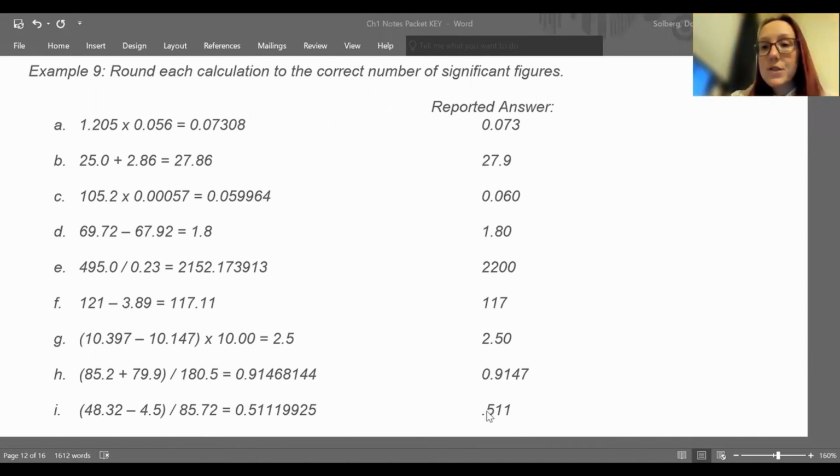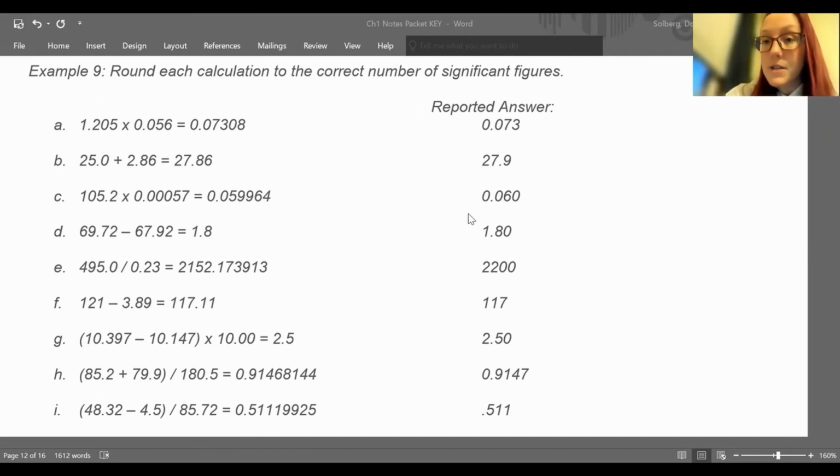So check your answers. There's a couple that I want to point out, and those are part C here. When you multiply these, your calculator gives you 0.059964. Again, I don't want all your calculator numbers. I want you to round to the correct number of significant figures. Well, this answer should have two significant figures because this number here, 0.0057, only has two significant digits. Okay, so I would be like, okay, I want to round to two sig figs. Well, where's my second sig fig? Well, it's the 9 here. It's got a 9 after it, so it would round up. So this would actually be 0.060.